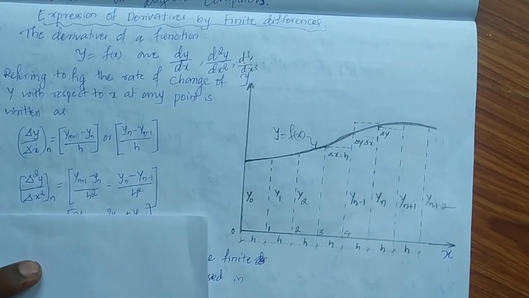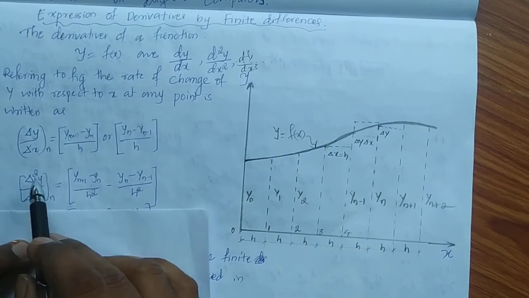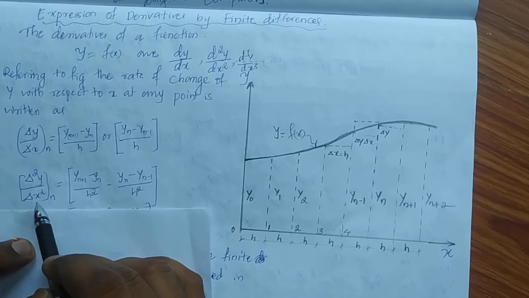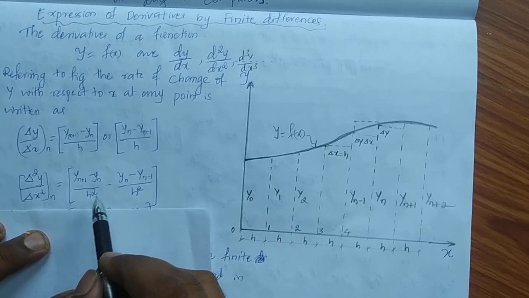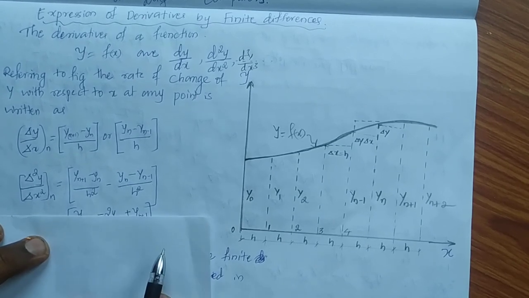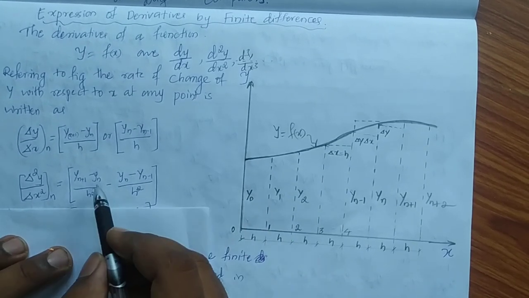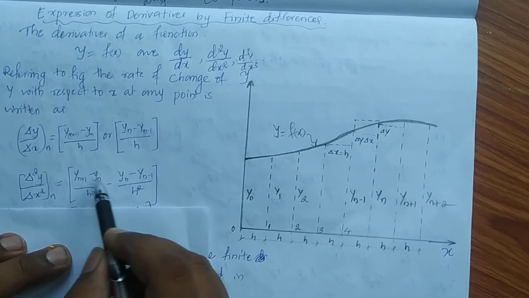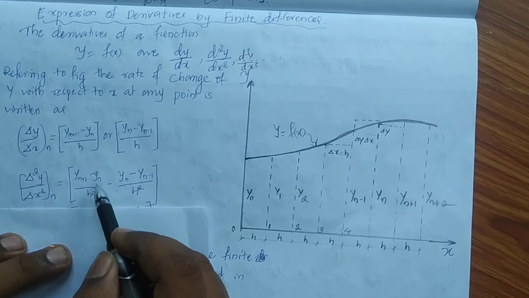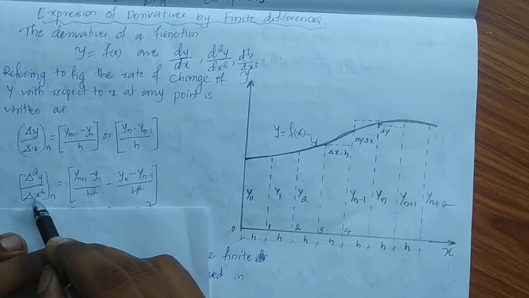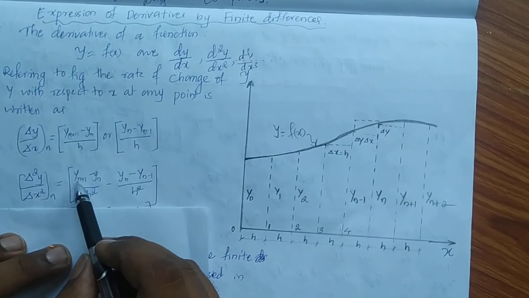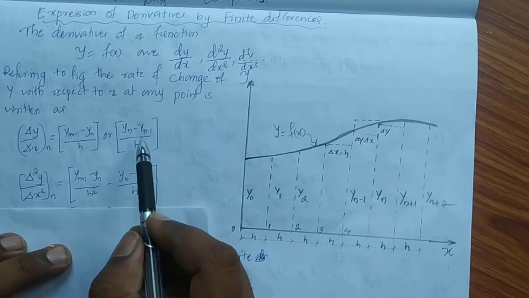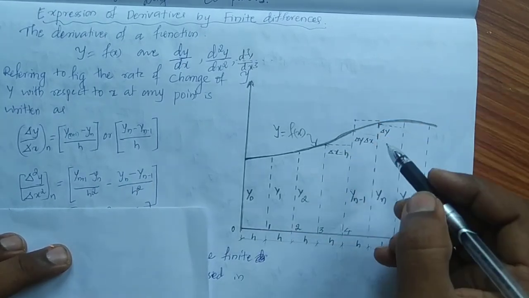Next, the second derivative, delta square y by delta x square, is given by the difference between those two. So y n plus 1 minus y n, that is the difference, divided by h, and one more h will come, because this is delta x square. So the difference between these two, minus this, is the second order derivative.